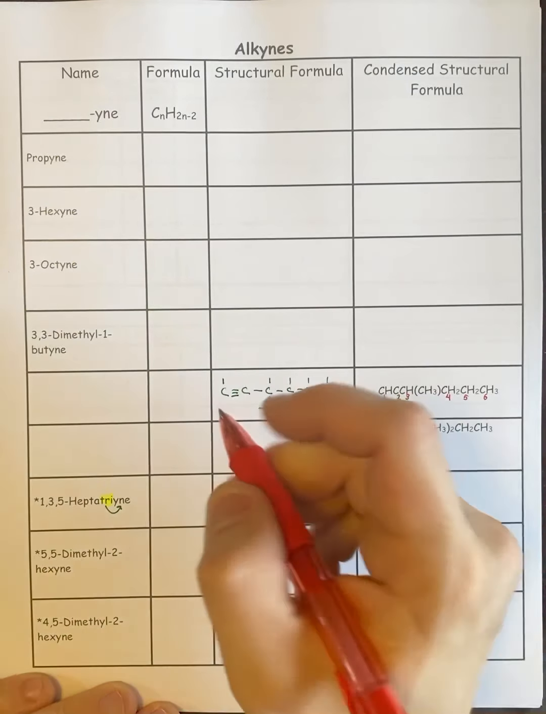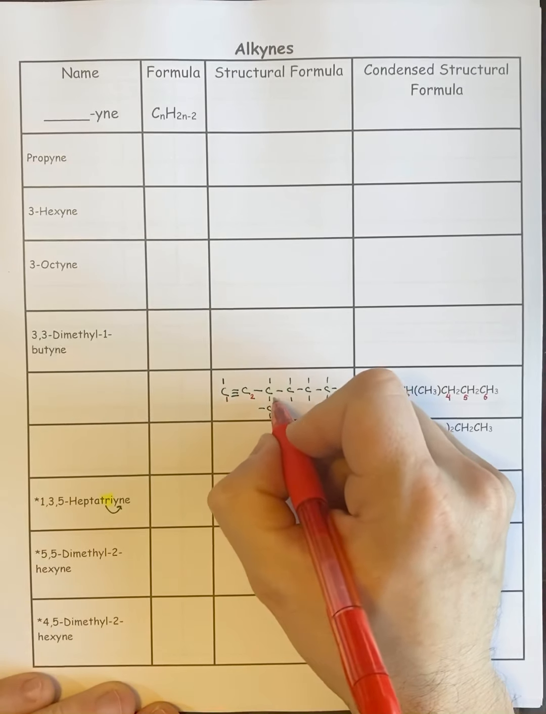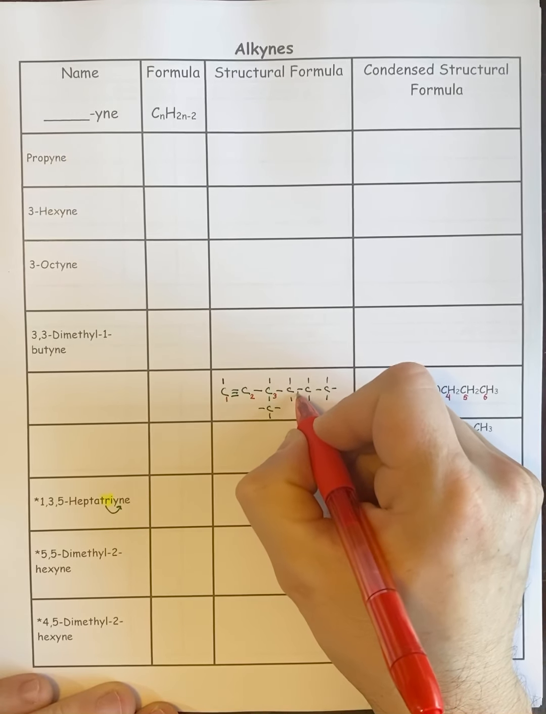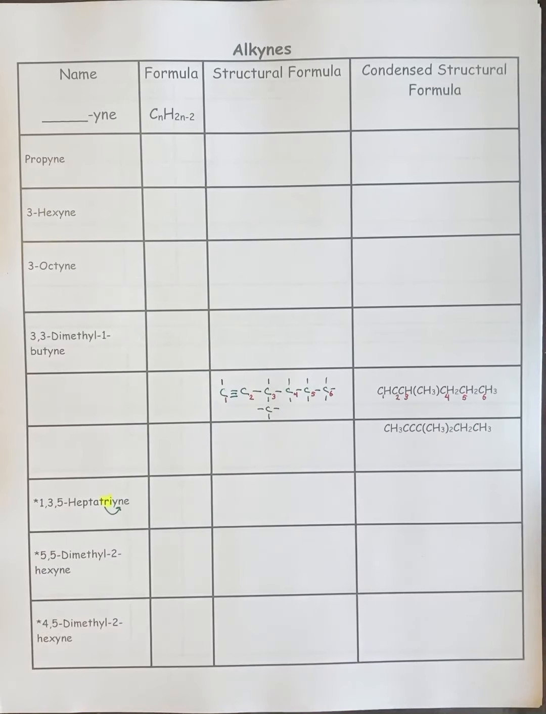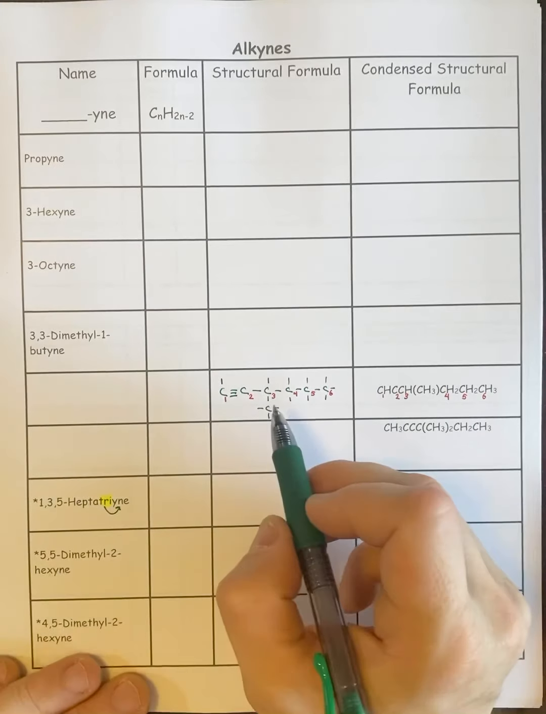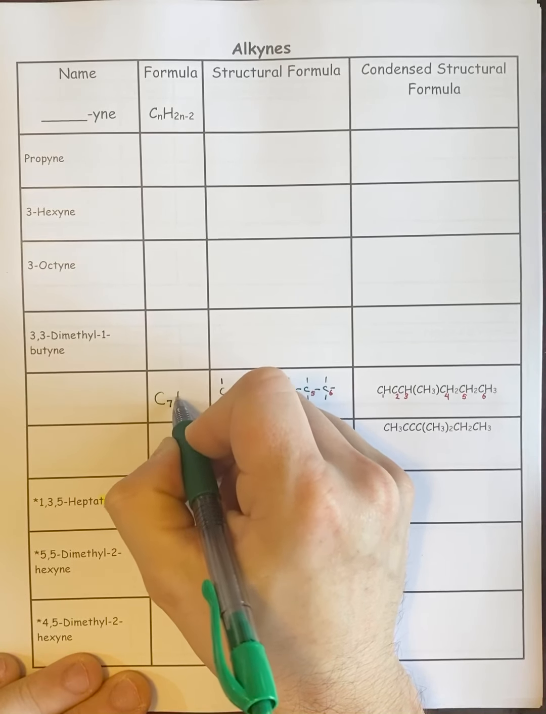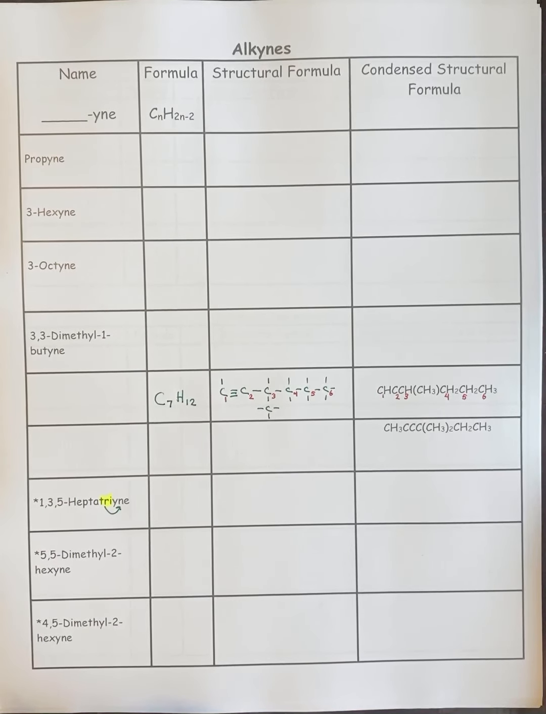Now when I number this, I start numbering on the left because I want to be as close to the triple bond as possible. So you only need to number that far, but I'll number the whole thing. And then let's count it out. So this is going to be 6 carbons and a methyl, so it's C7H12. There should be 12 H's when you count that out.